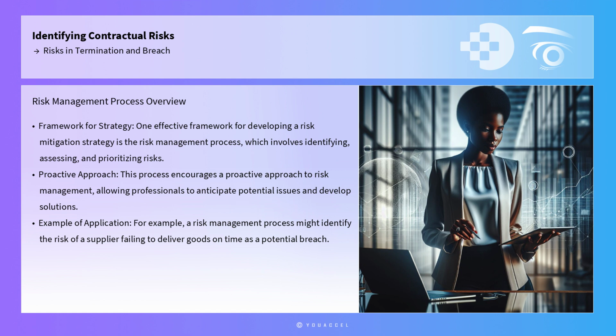One effective framework for developing a risk mitigation strategy is the risk management process, which involves identifying, assessing, and prioritizing risks, followed by the implementation of strategies to mitigate or eliminate those risks. This process encourages a proactive approach to risk management, allowing professionals to anticipate potential issues and develop solutions before they escalate into significant problems. For example, a risk management process might identify the risk of a supplier failing to deliver goods on time as a potential breach, prompting the organization to diversify its supplier base or negotiate more favorable contract terms to mitigate this risk.